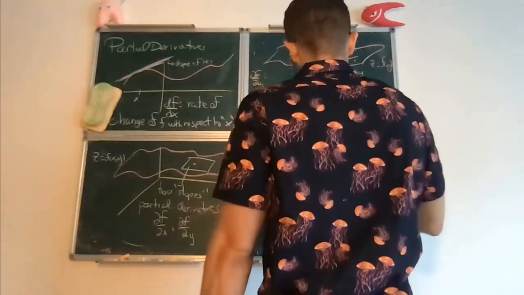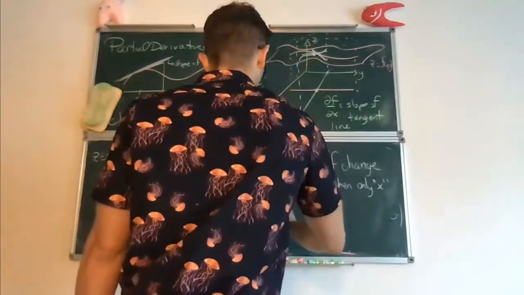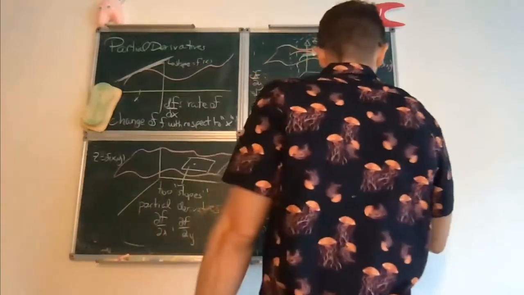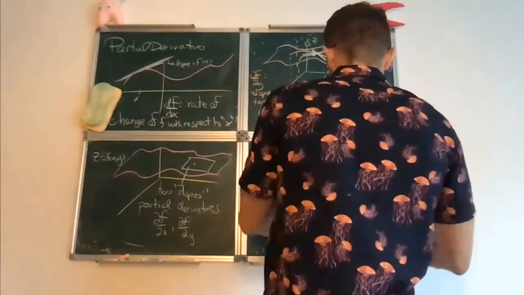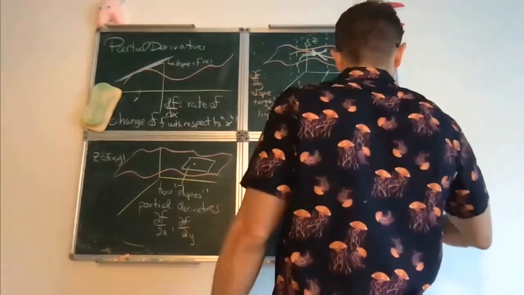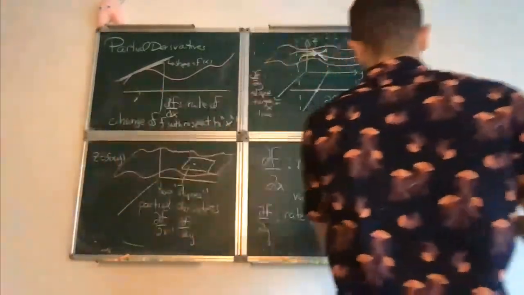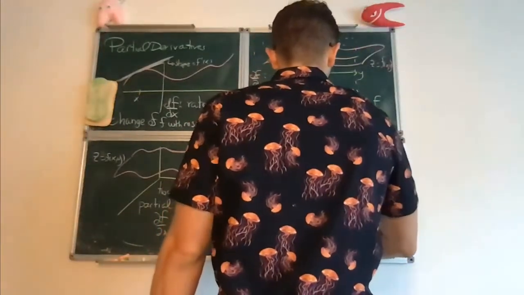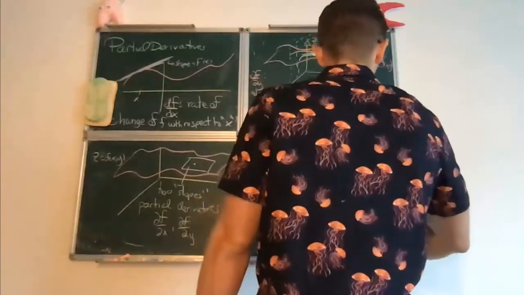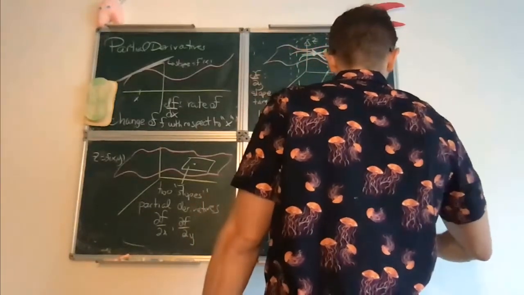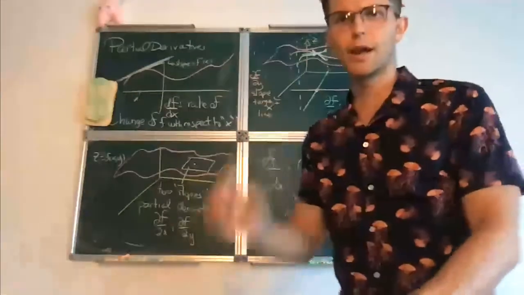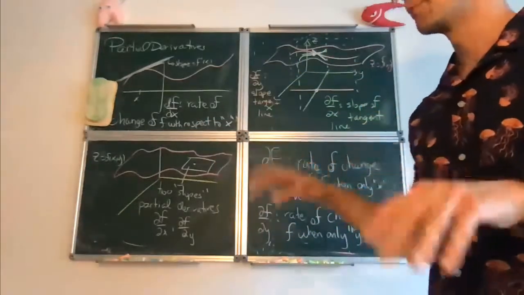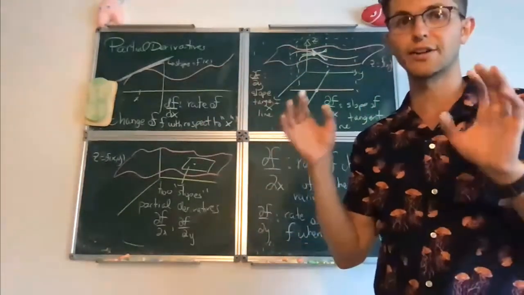And similarly, the partial derivative of f with respect to y is the rate of change of f when only y varies. Okay? So what I'm going to do now is show you an animation that explains this geometric picture more precisely, and then in the next video I'll tell you how to actually do computations.